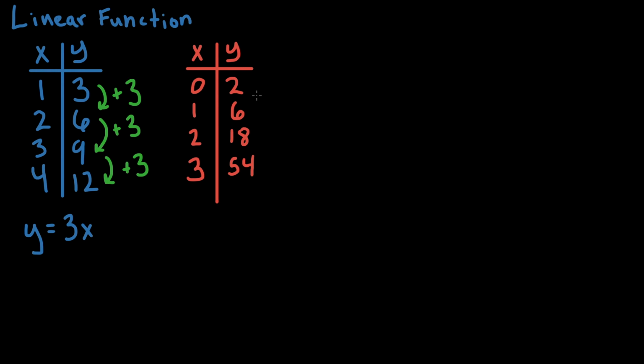So to go from 2 to 6, I would multiply by 3. And to go from 6 to 18, I would also multiply by 3. And to go from 18 to 54, again, I would multiply by 3. And so there's not a common difference between each row, but there is what we call a common ratio, because each row, the y value for each row is 3 times as big as the y value for the row just above.